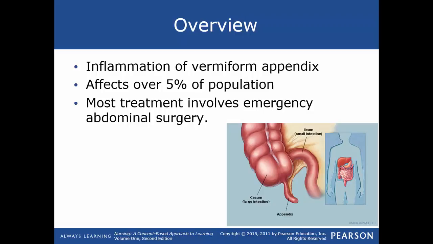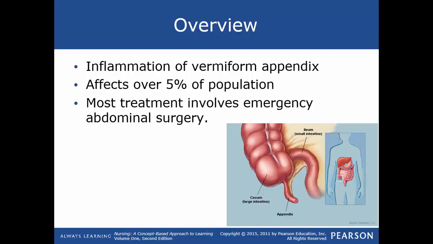So an overview, appendicitis is basically just an inflammation of the vermiform appendix, and I've got you a picture here just showing you the location of the appendix. It is a common cause of acute abdominal pain. It can occur at any age, but is more common in your adolescents and young adults. It does affect over 5% of the population.